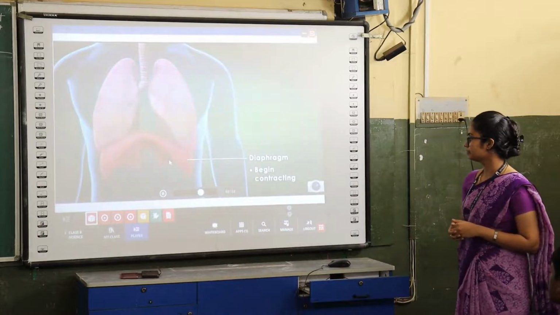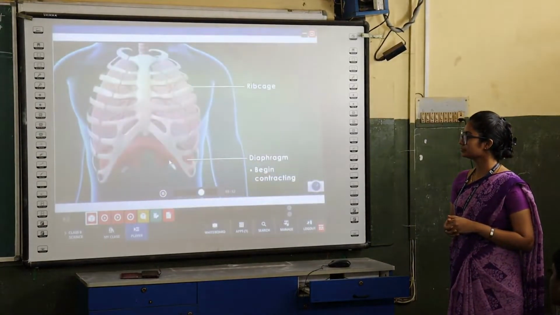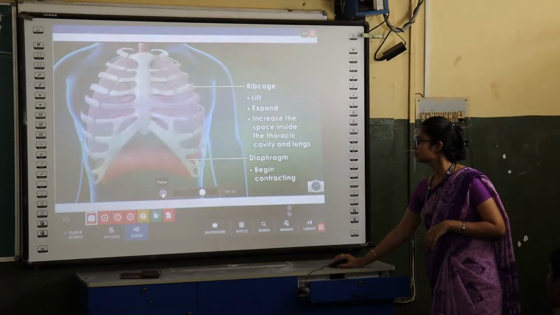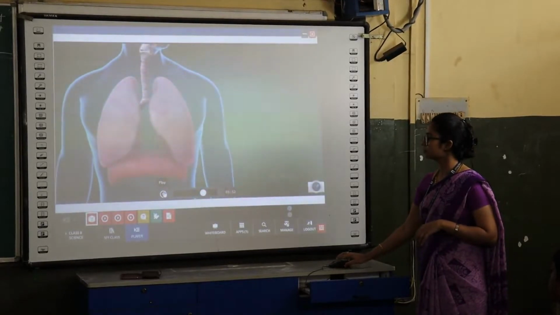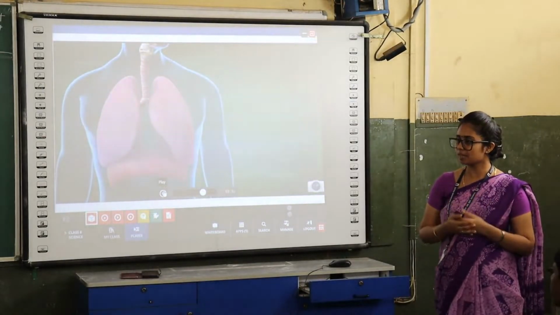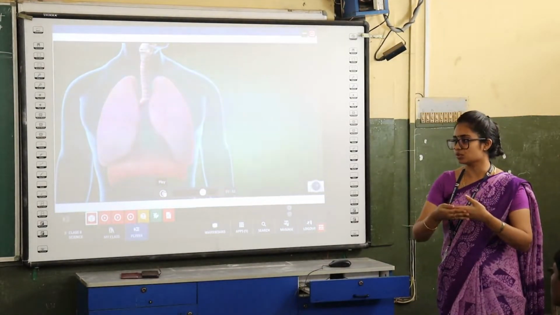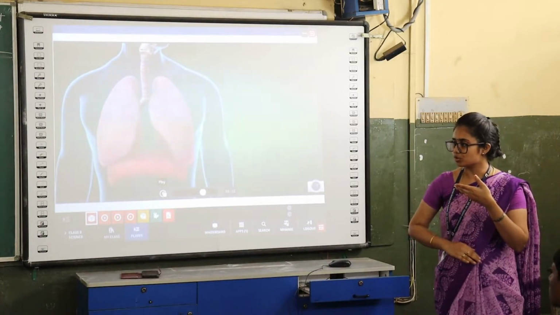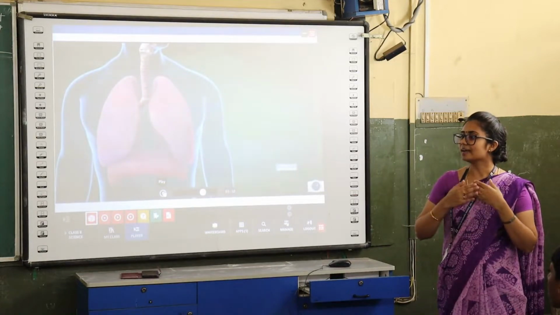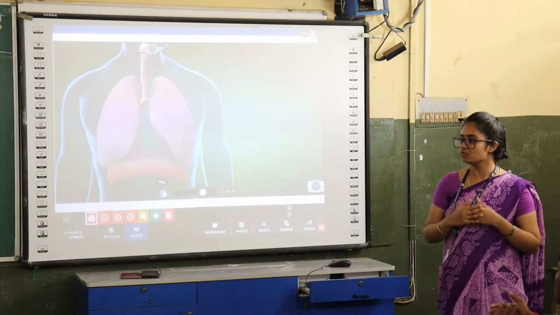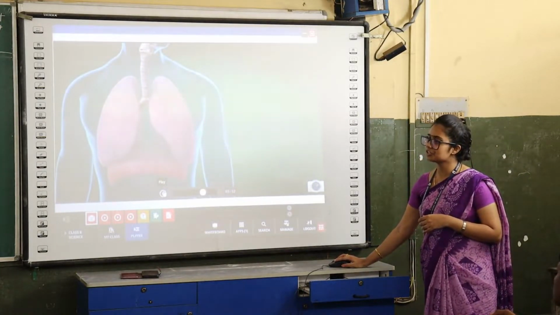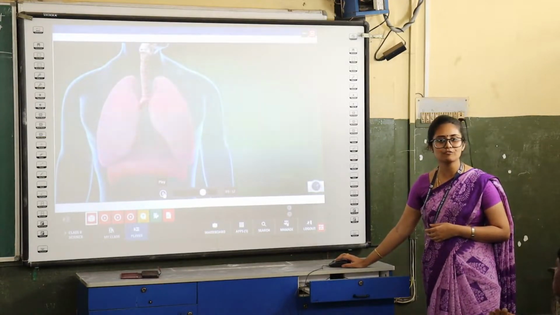Ribs begin contracting. As a result, the rib cage will lift and expand. This will increase the space inside the thoracic cavity and lungs. As you can see, when you are inhaling, this rib cage will go upwards and outwards, and the diaphragm will go downwards. When you are exhaling, this diaphragm will go upwards and the rib cage will relax and go downwards. This process is said to be the inhalation and exhalation process. This comes under the mechanism of breathing.